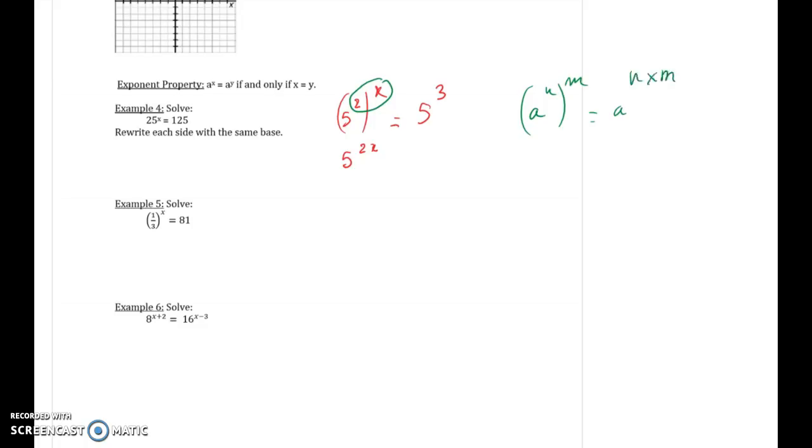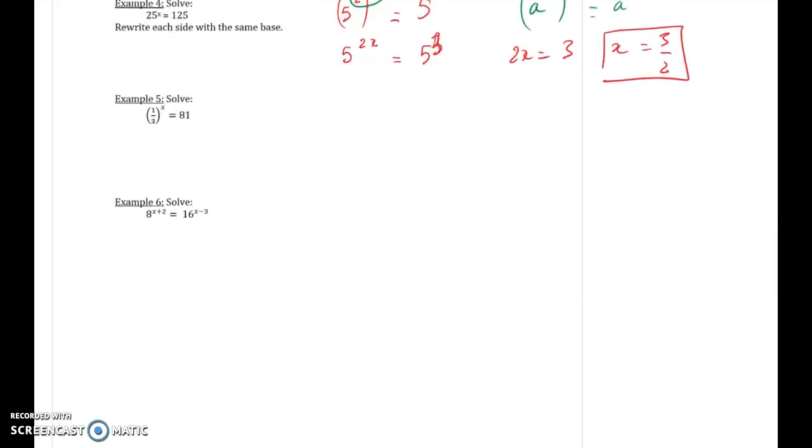So let's try to solve example number 4. On this example number 4, what do we have? We have 5 squared to the x equals 5 cubed, right? Because we've seen that already. And so now we end up having 2 times x. I have to multiply the exponents together based on the rule of exponent a to the n to the m equals a to the n times m, equals 5 cubed. And now I can just equal the exponents. So 2x equals 3. So x equals 3 divided by 2.